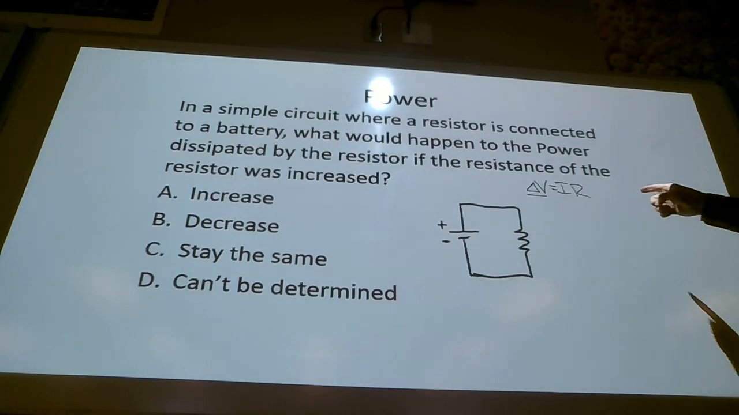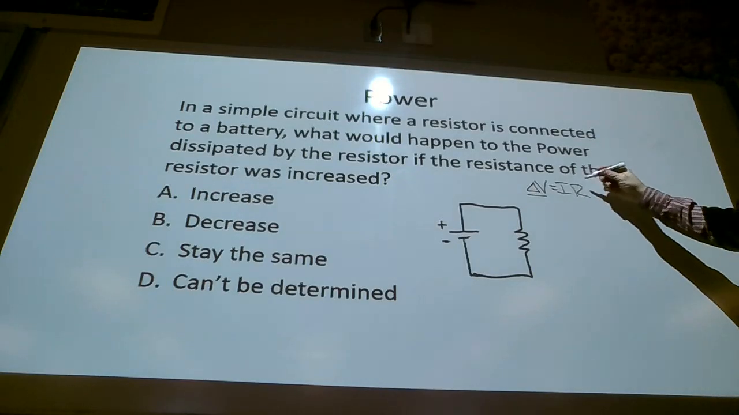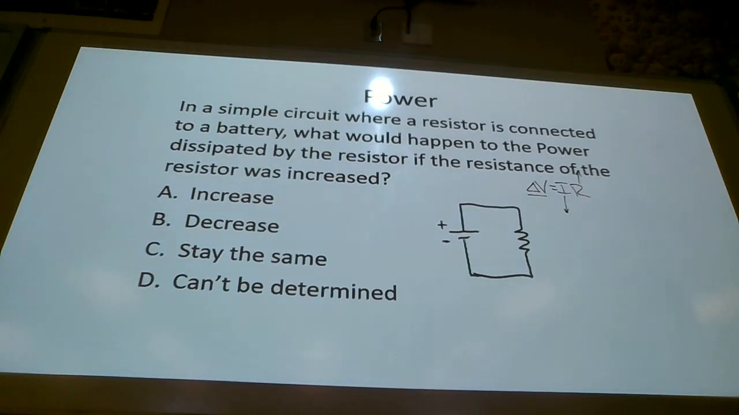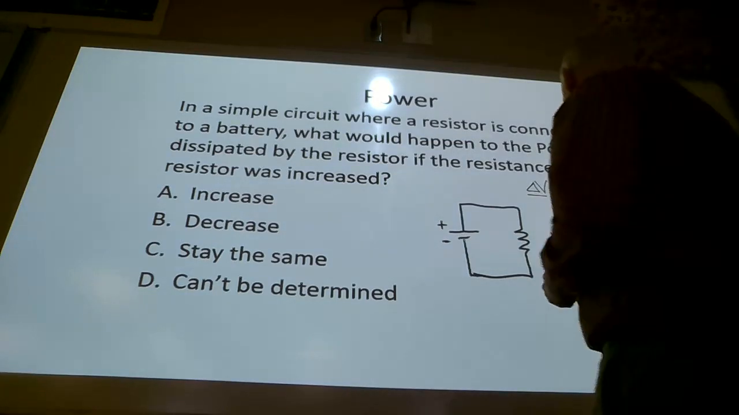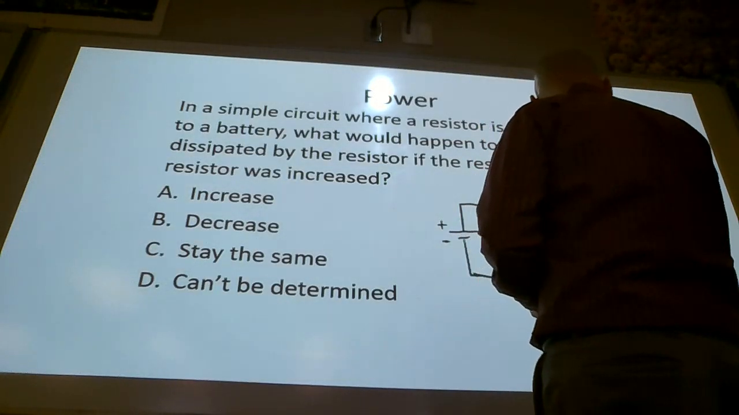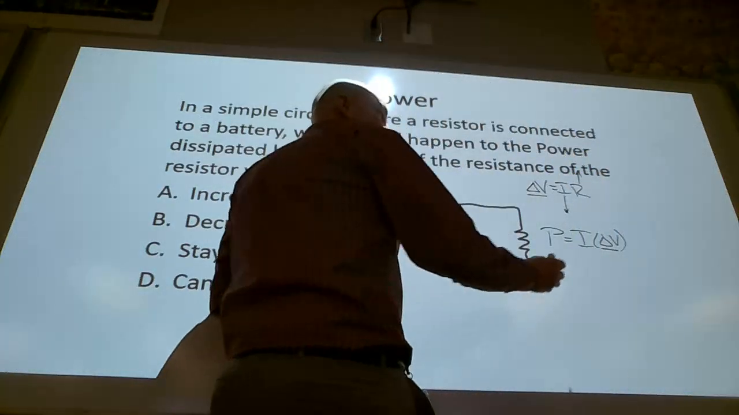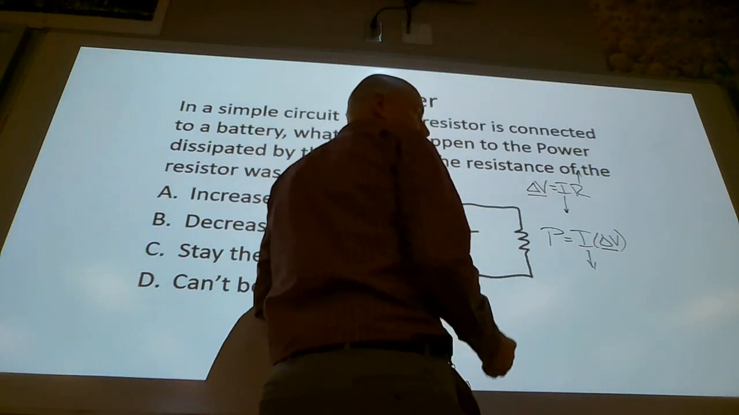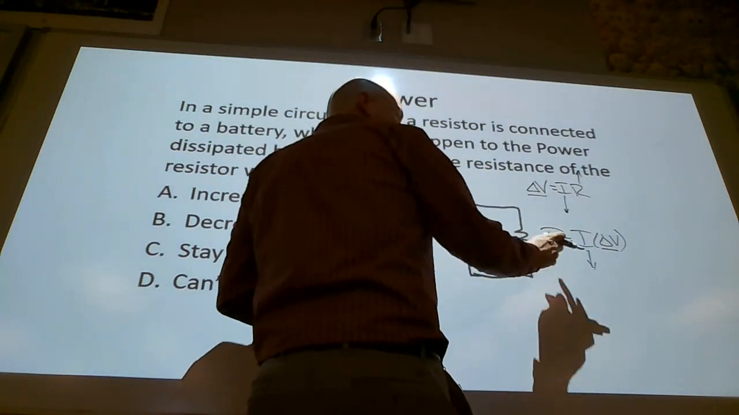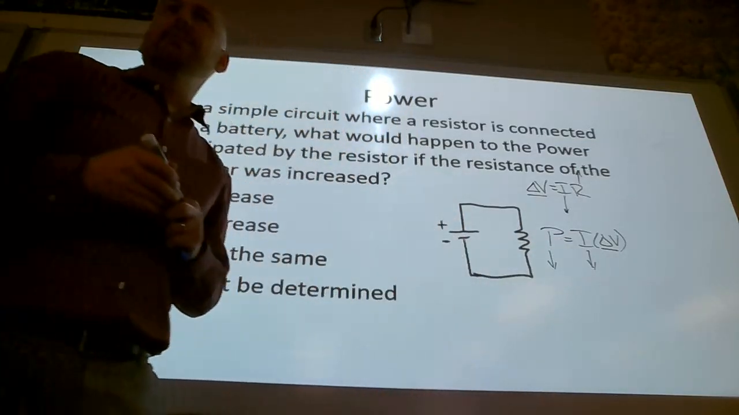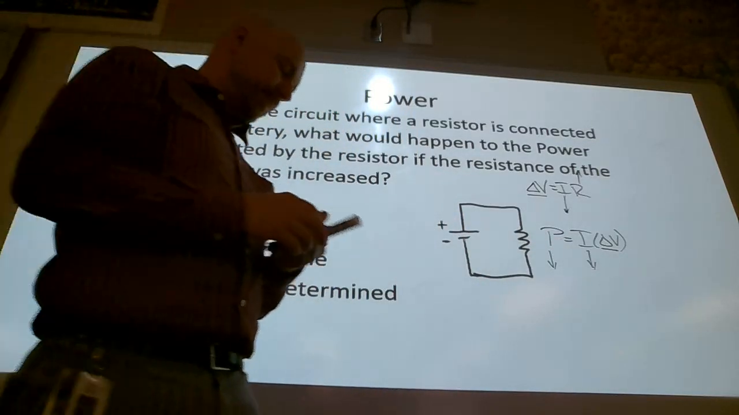So the resistance is increased, therefore causing the current to do what? Decrease. Got that? Okay. And then we go to power. The voltage is staying the same. Current we would reduce, that decreases, and therefore power does what? Decrease. Okay. The answer is B.